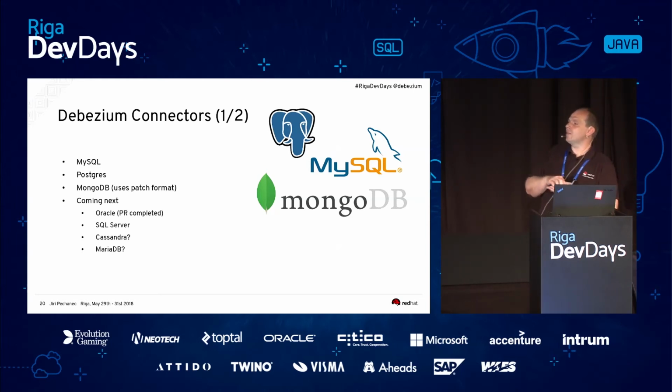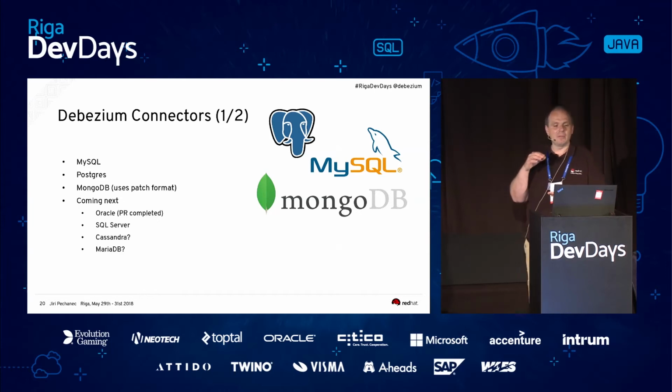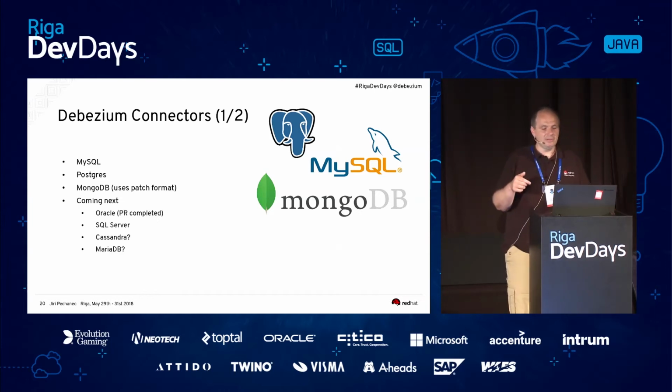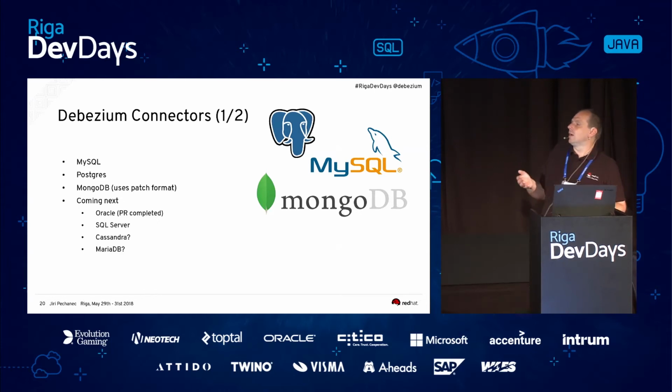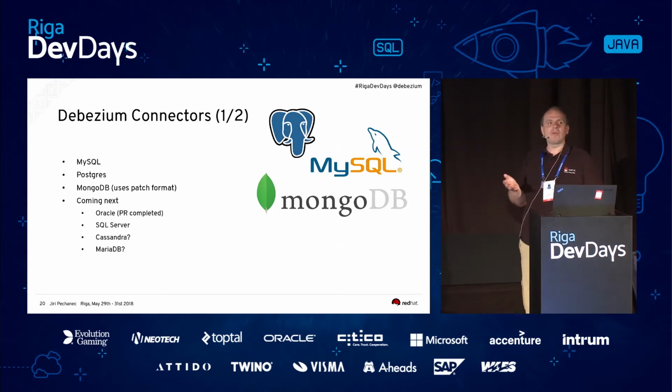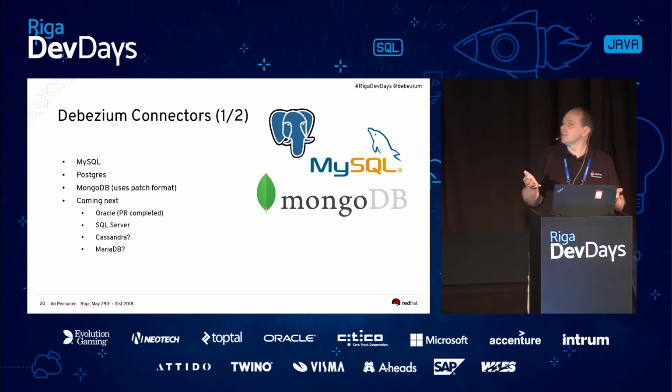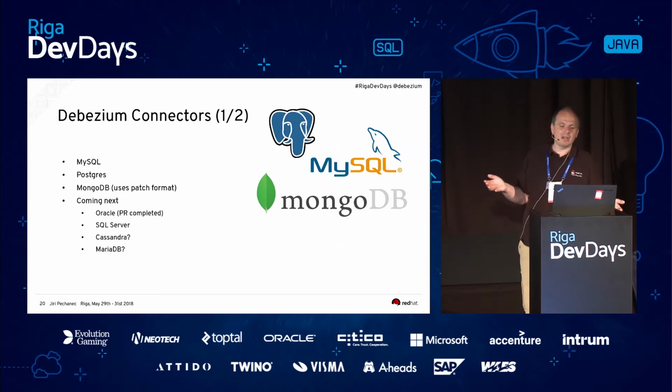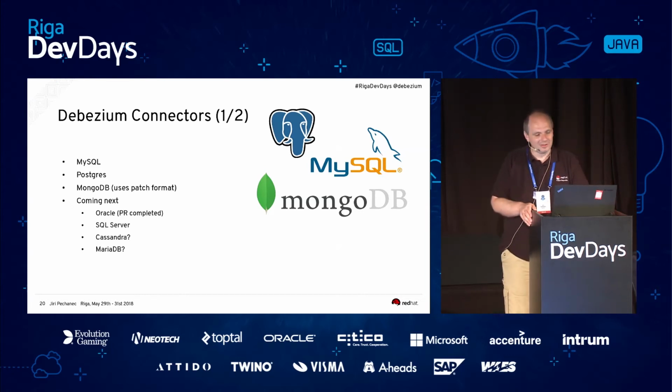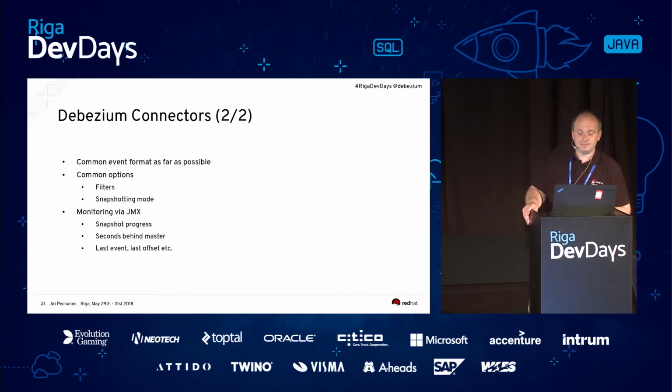We have prepared an Oracle plugin, for which we have a PR completed. It is going through the final round of review and will be merged into the next version. For the next ones, it depends on the requests of the community. We might think about SQL Server, MariaDB, Cassandra. I have been asked also for DB2. So it just depends on what will be the most requested, the most popular data source.